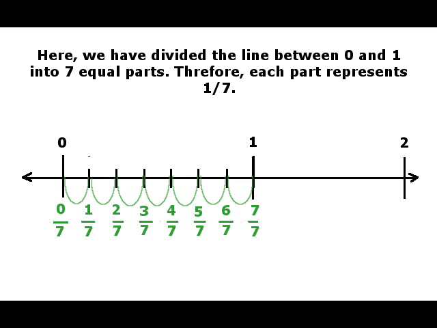Another interesting observation here is that 0/7 is nothing but the number 0. Once again, this is logical. This is the same as if we had a pizza and we divided it into 7 equal parts, but we did not eat any slice at all. So in effect, we did not eat any pizza, which is 0/7.